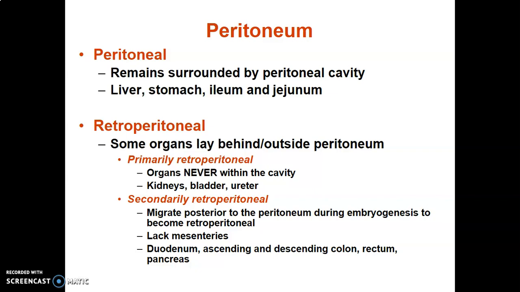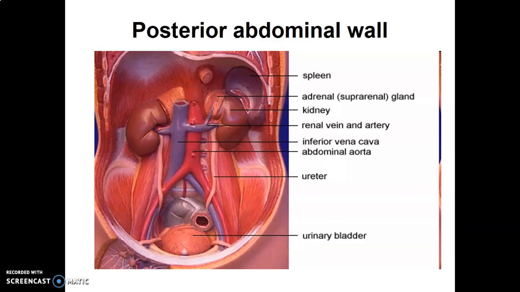However, we also have secondarily retroperitoneal organs. This means that these organs usually migrate posterior to the peritoneum during embryogenesis. So they are not retroperitoneal initially, but during embryogenesis, they migrate posterior to the peritoneum. So they are secondarily retroperitoneal, and they lack mesenteries. These include part of the duodenum, the ascending and descending colon, the rectum, and the pancreas. So these are secondarily retroperitoneal organs.